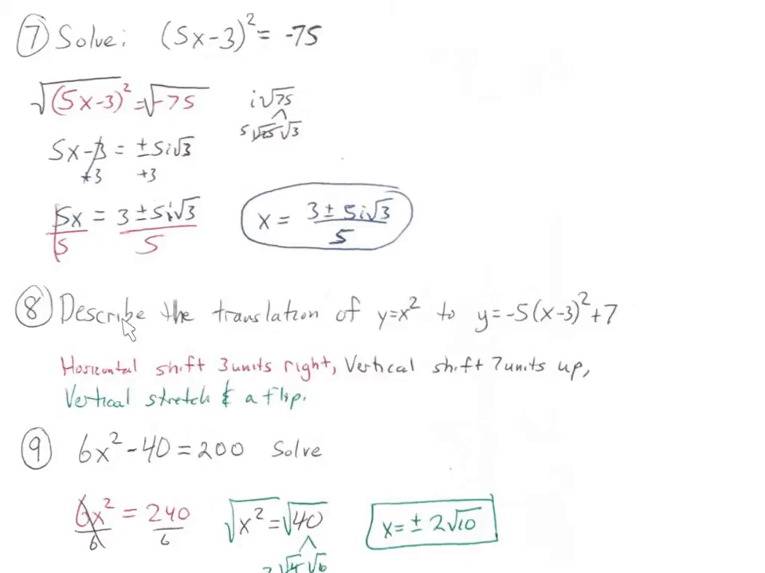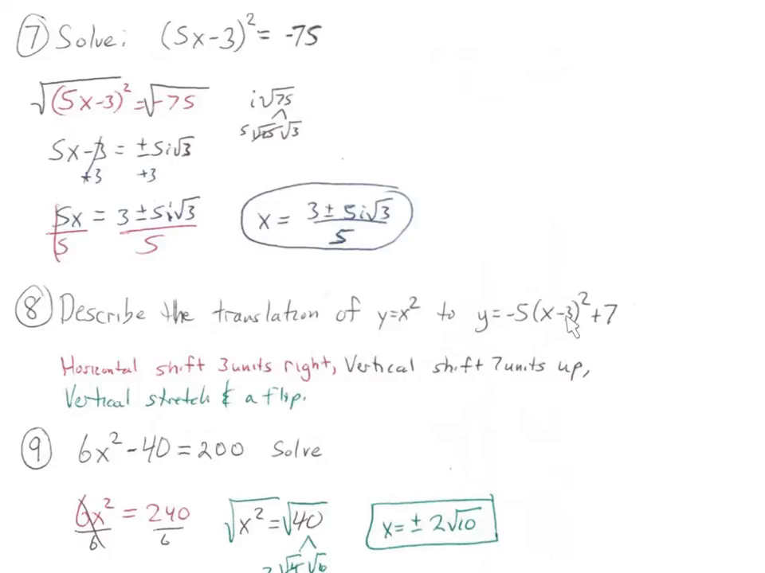Next problem, describe the translation of y equals x squared to this function. So hopefully you can see the a value is negative 5, which we said here is a vertical stretch and a flip, also called a reflection over the x-axis. So it's going to be a narrow upside down graph. And the vertex is 3, 7. Now, it's talking about the translation, so you can't just say that's the vertex. You have to describe what that negative 3 does.